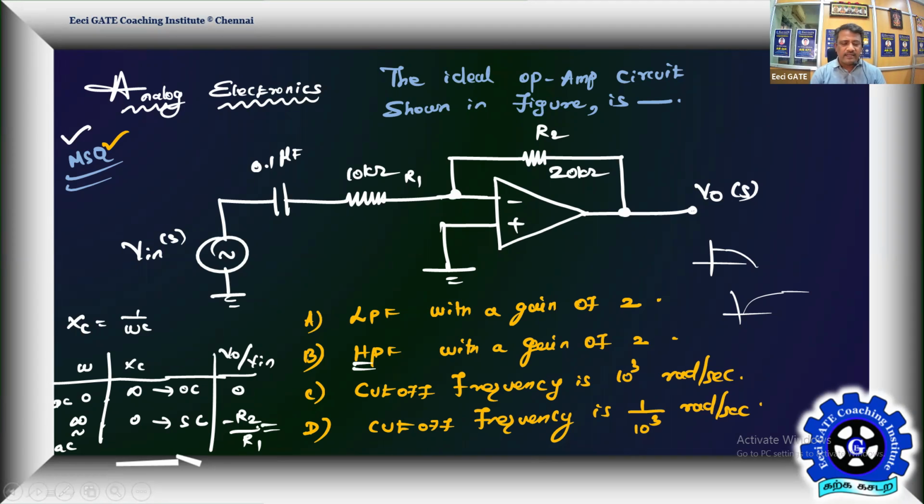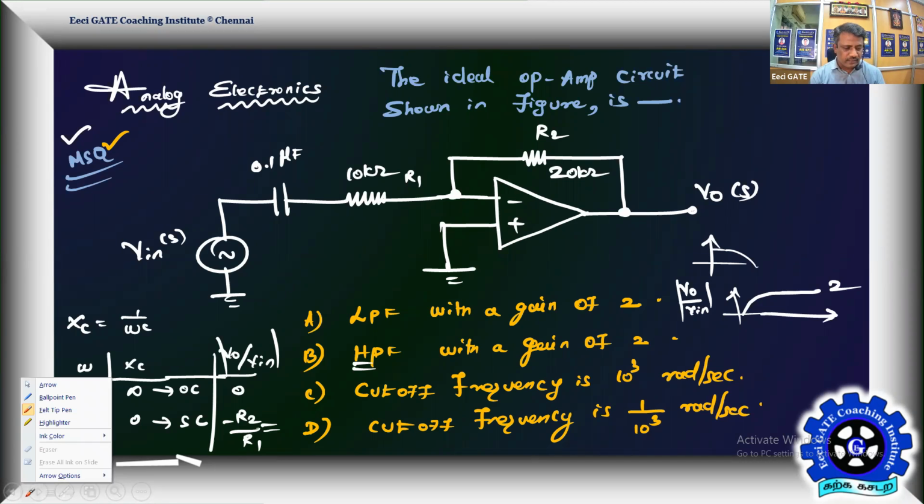What is the gain? The gain means modulus of V naught by Vin. That's how you are going to get the plot. It is going to be modulus of V naught by Vin, already decided to be a high pass. What is the maximum gain? The high frequency gain, omega tending to infinity. The gain is going to be 2. Therefore, we can conclude from this itself that a high pass filter with a gain of 2 is the right choice. The problem is not over there itself.